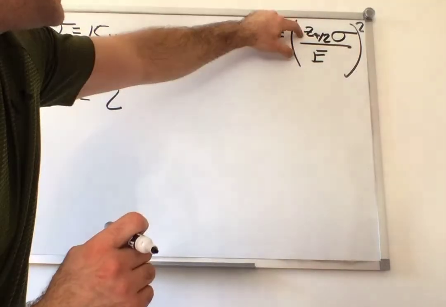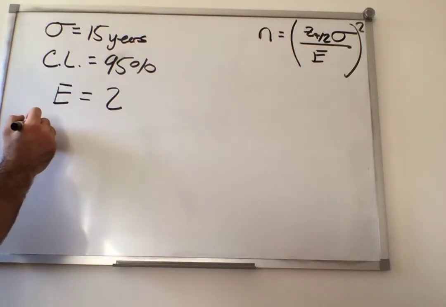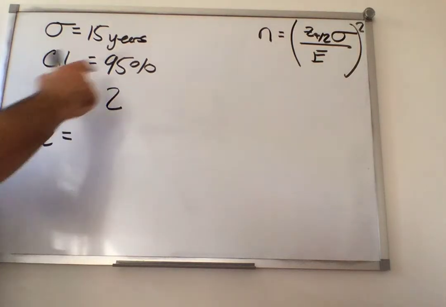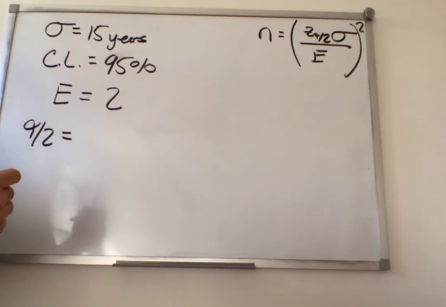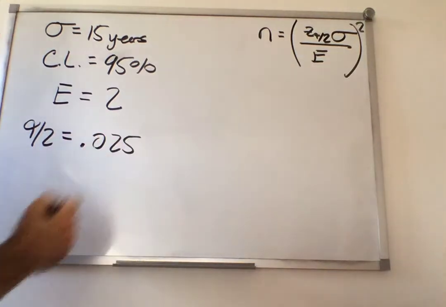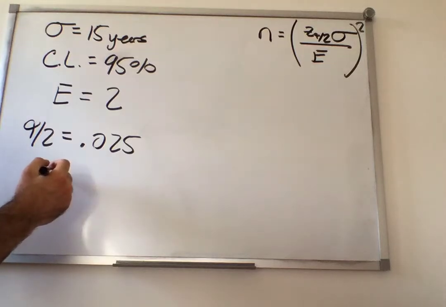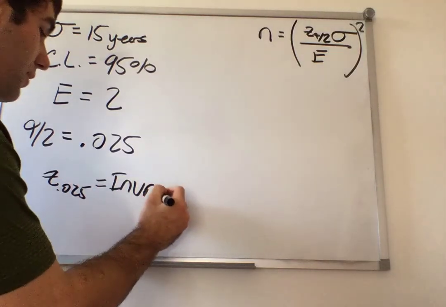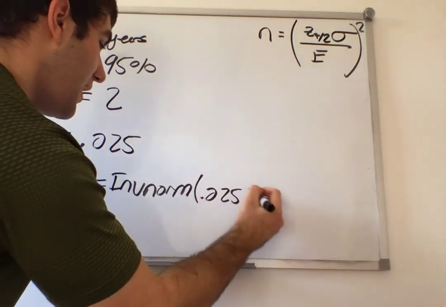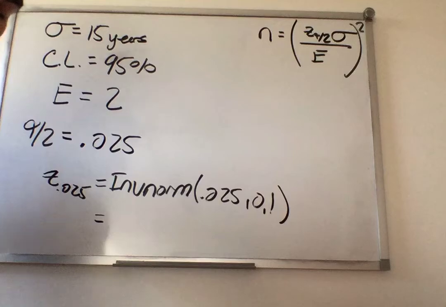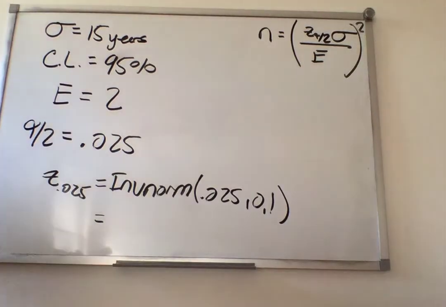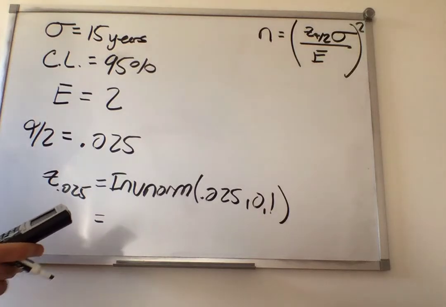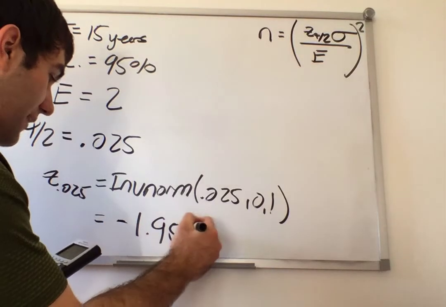The only thing you need to calculate is the Z of alpha over 2. So alpha over 2, I'm just going to give you the result real quick. 1 minus 0.95 is 0.05. 0.05 divided by 2 is 0.025. So, Z of 0.025 is equal to inverse norm 0.025, comma 0, comma 1. We get out our calculator, use inverse norm 0.025, comma 0, comma 1, paste, and we get negative 1.959.